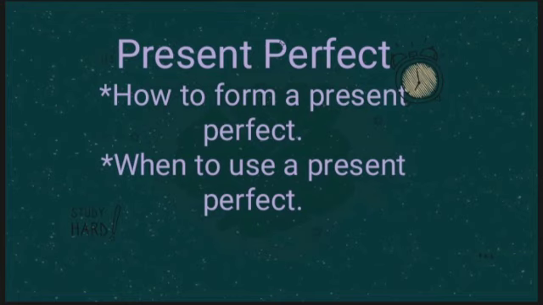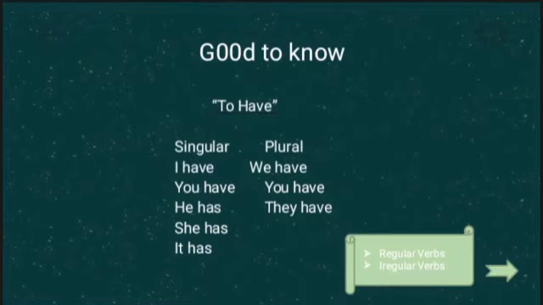In this lesson, I'm going to show you how to form a present perfect and when to use a present perfect. But before we get started, it's good to know how to conjugate the verb to have. For the singular forms: I have, you have, he has, she has, it has. And for the plural forms: we have, you have, they have.